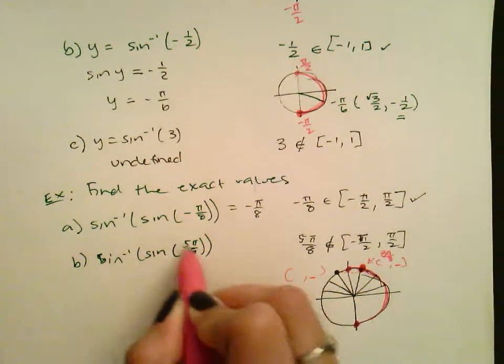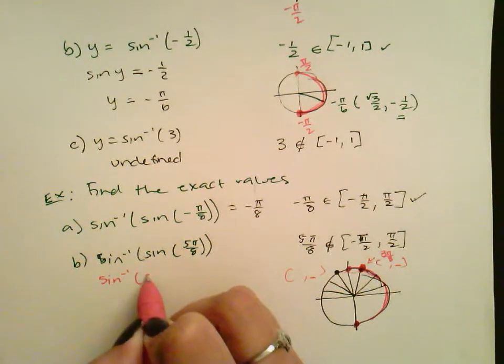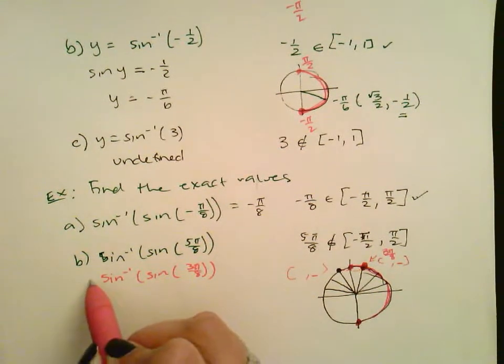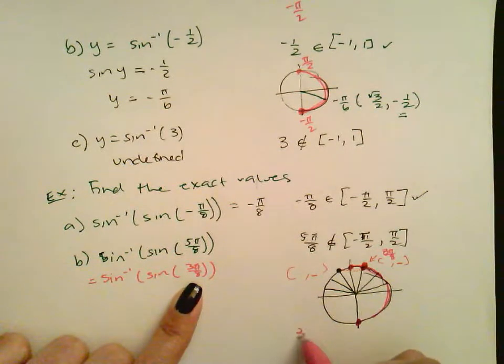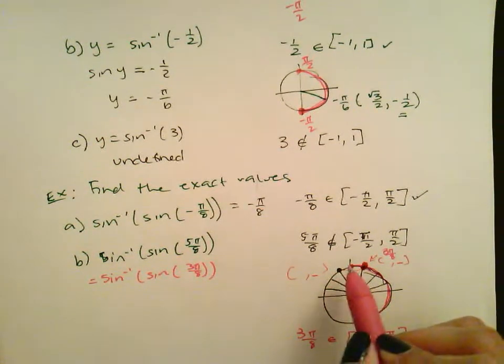So I'm going to replace this 5 pi over 8 with 3 pi over 8. So this becomes sine inverse of sine of 3 pi over 8. Now I'm going to check the restriction, the input for sine, which is 3 pi over 8. I'm checking to see if this is between negative pi over 2 and pi over 2, and it is, and it should be, because that's exactly what we tried doing here: we looked for an equivalent angle within that restriction.